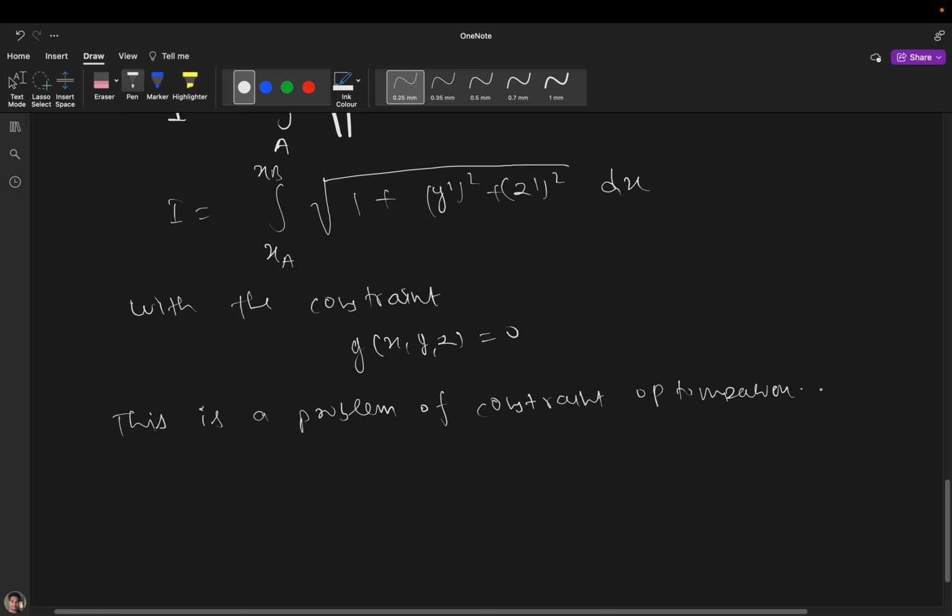Sir, will this work for all surfaces or only for a specific surface? For any general surface. Yes, for any general surface this will be valid.